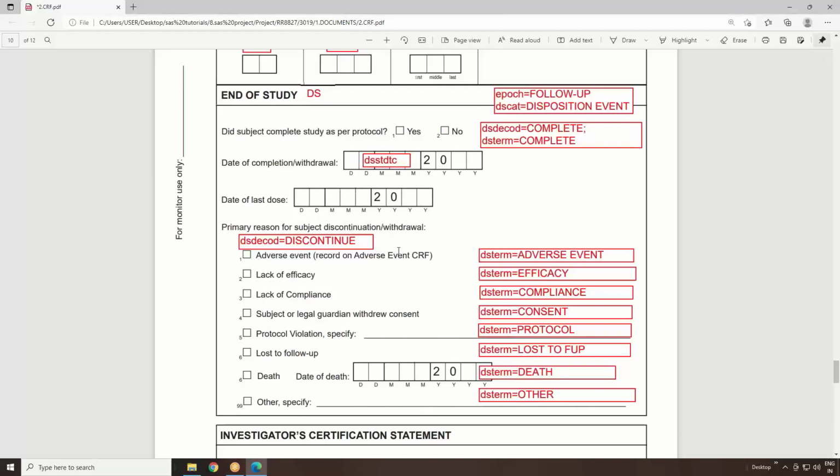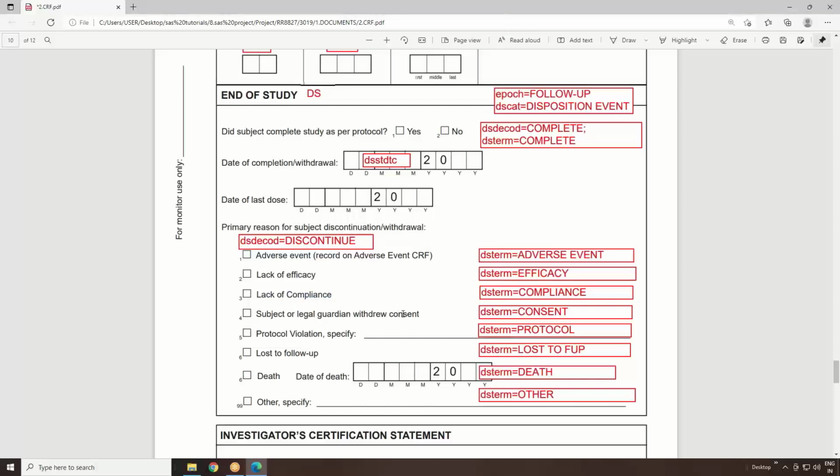Because of an adverse event the person is discontinued, or lack of efficacy, that means the drug is not working on him, that's the reason he is discontinued. Or else lack of compliance, because we said to take 20 pills to be swallowed, only 10 have been taken, so that is lack of compliance, and that's the reason why the person is withdrawn, or that subject or legal guardian is withdrawn.